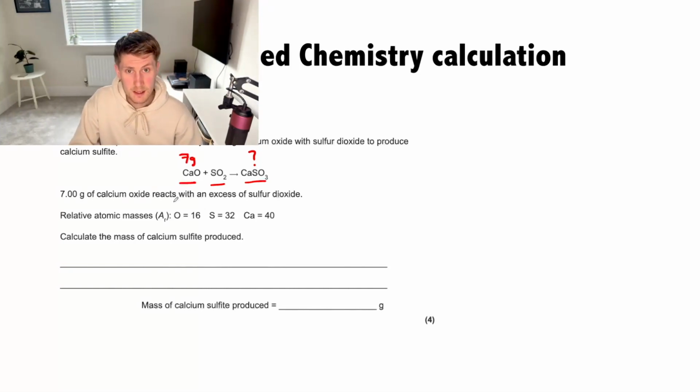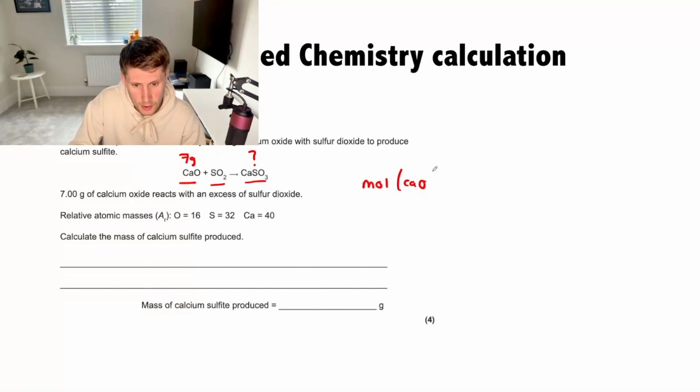Well, like I said, if you're ever stuck, calculate moles first of whatever you can. So we're going to calculate the moles of this calcium oxide because I've been given a mass and I've been given the ARs of the elements inside it. So moles of calcium oxide, now that should be a big C there, is mass, so 7, divided by the MR. So the MR of calcium oxide is going to be 40 plus 16.